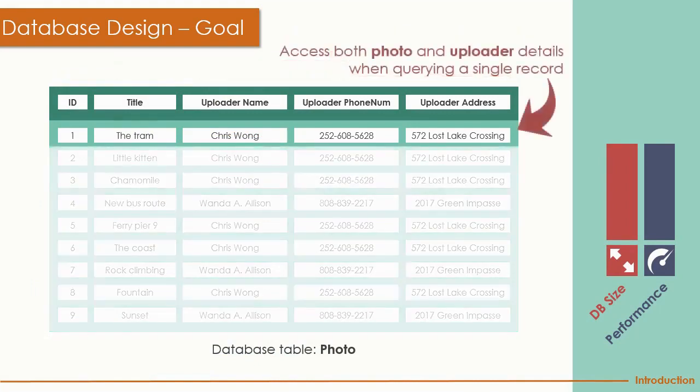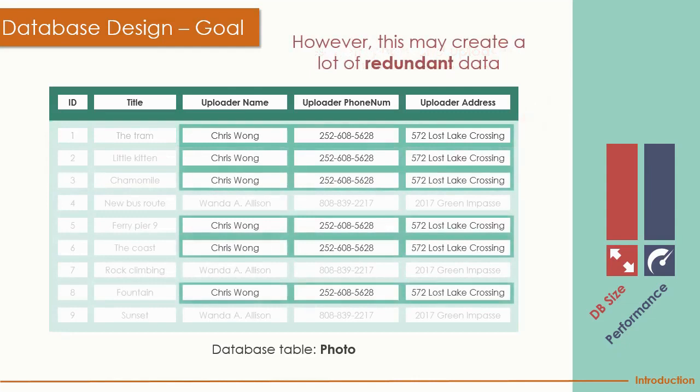The benefit is when you want to load the photo, you just need to run a single query on the database, with no join, no extra select. You get the upload information together with the photo. But the problem is you may create a lot of redundant data, like you have a lot of Chris Wong, along with all other duplicated data.